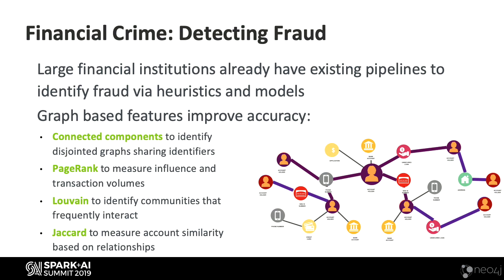You have graph-based features that can improve the accuracy of these heuristics and these models. Depending on the thing you're trying to predict, there are different algorithms that are more relevant. But if you think about it, I have this network of accounts that interact with each other, they have identifiers, they transact at businesses and banks. It's all connected. So if I'm looking at something like first-party fraud, where I'm making fake identities on a real account as authorized users, you can use something like connected components to find disjointed subgraphs in your data.